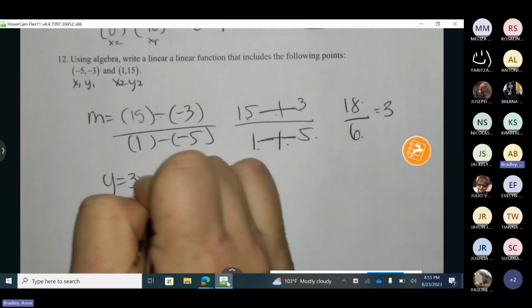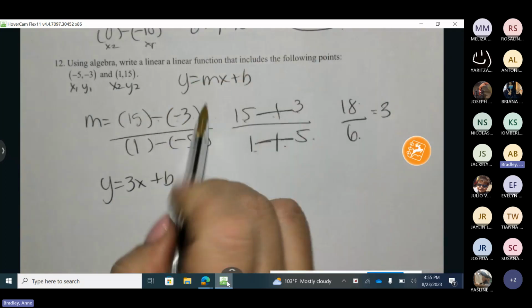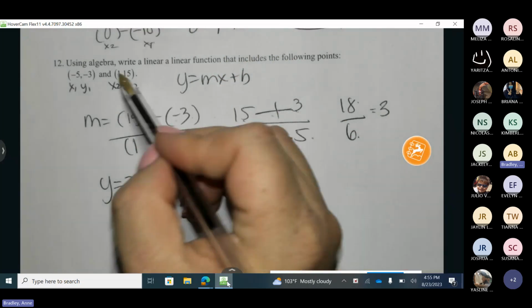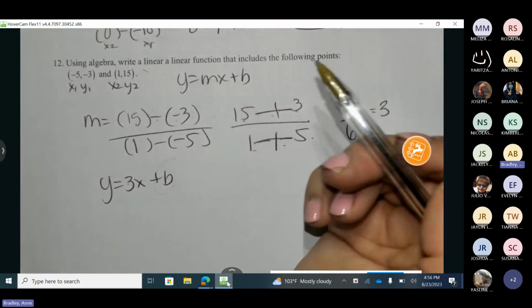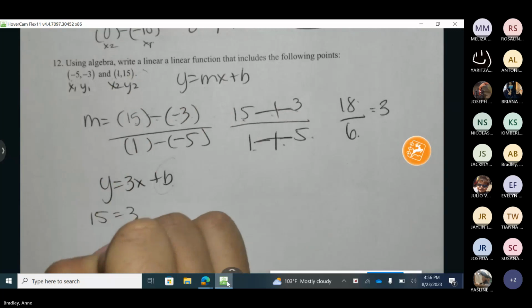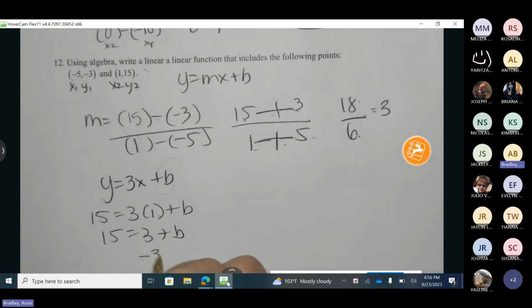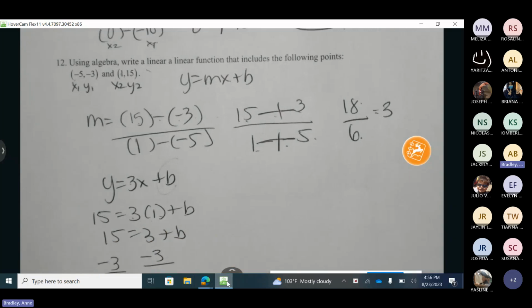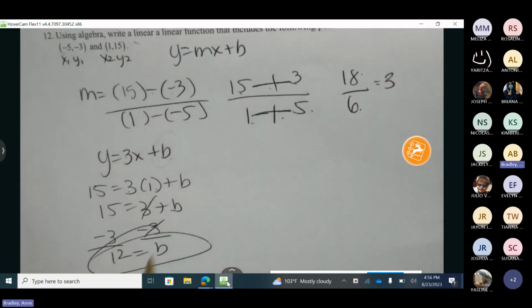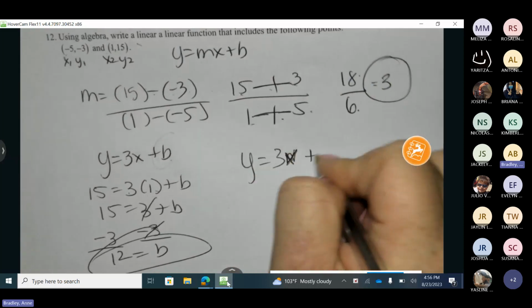Y equals 3x plus b. So I've taken this general equation, y equals mx plus b. I've now solved for the m, and now I need to figure out what is the y-intercept, the b. So come up here and choose either of these. I'm going to choose 1, 15 because it doesn't have negatives. 15 is the y, and 1 is the x. 1 times 3 is 3. To isolate the b, I subtract 3 to the opposite side. And now this is my b, 12. I have my b, I have my m, and here is my final.